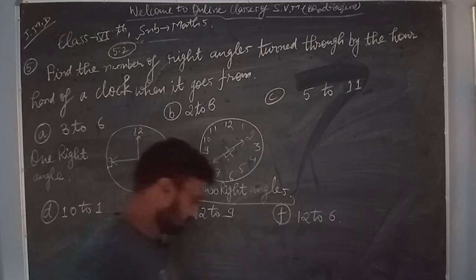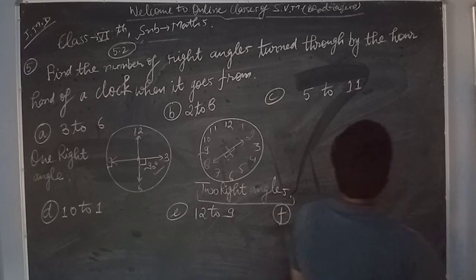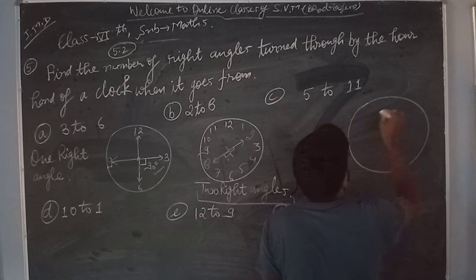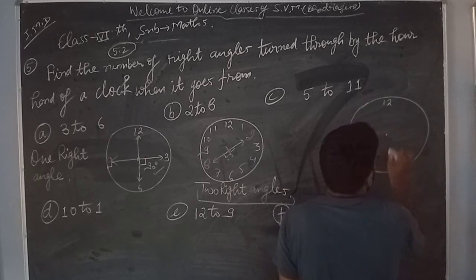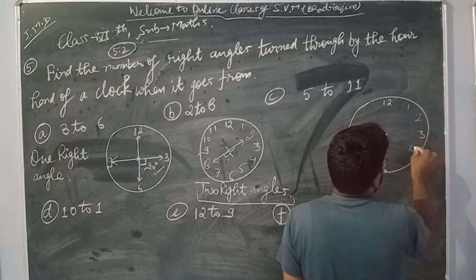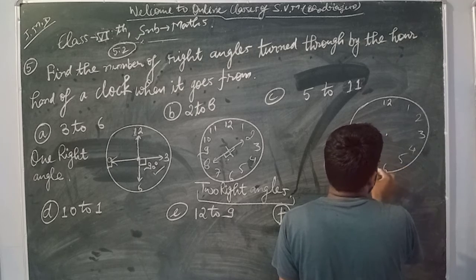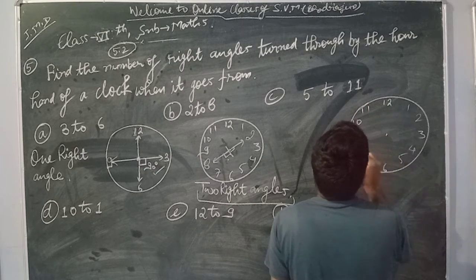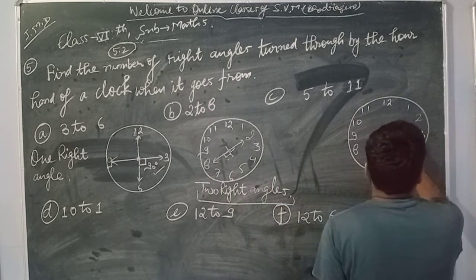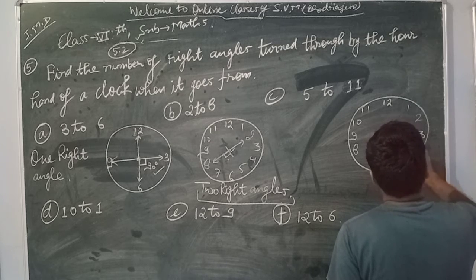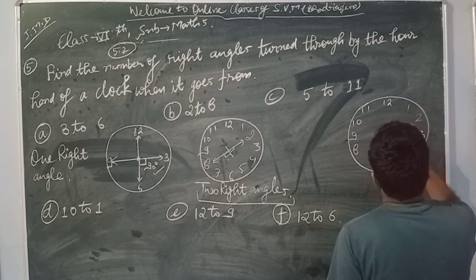From 5 to 11. Okay. This is 12. This is 6. This is 3, and this is 9. 1, 2, 3, 4, 5, 7, 8, 9, 10, and 11. Okay, from 5 to 11. This is our 5, and when we move towards 11, then this is our 11.